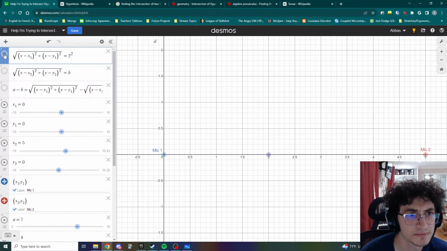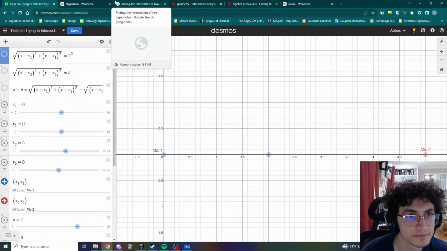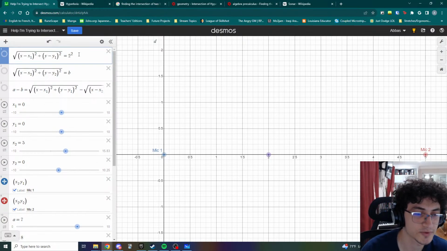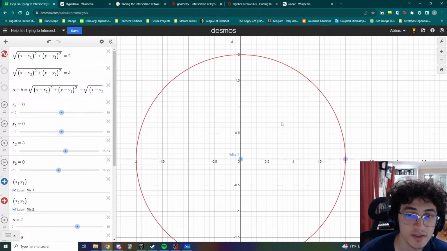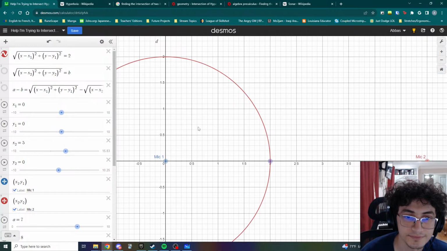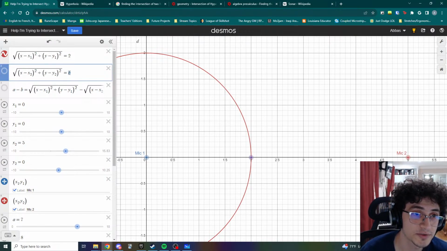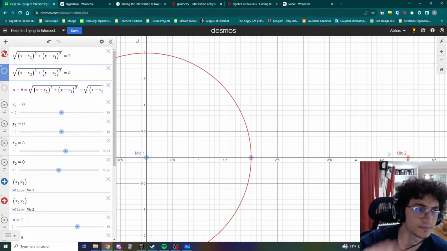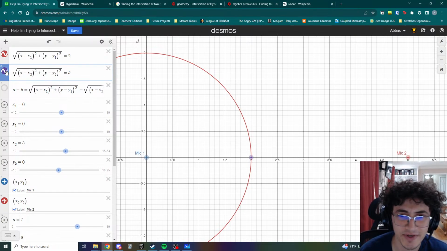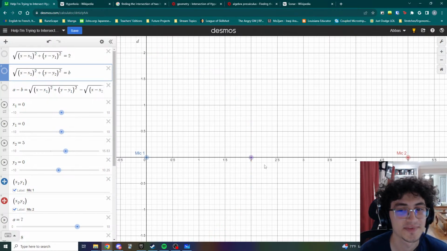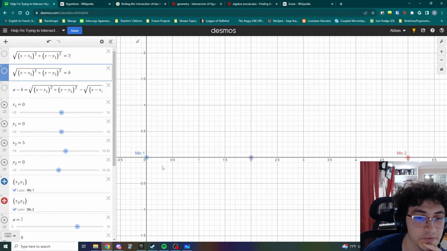No, not 2 squared. Is it not 2 squared? Oh, no, it's not 2 squared because I already have this square root. Oops. All right, so it's going to look like this. So this is the distance of mic 1 being 2, and the distance when mic 2 is 3 units away. Oh boy, we're getting a little lost in the sauce now. All right, we're 2 blocks away from mic 1. We're 3 blocks away from mic 2.